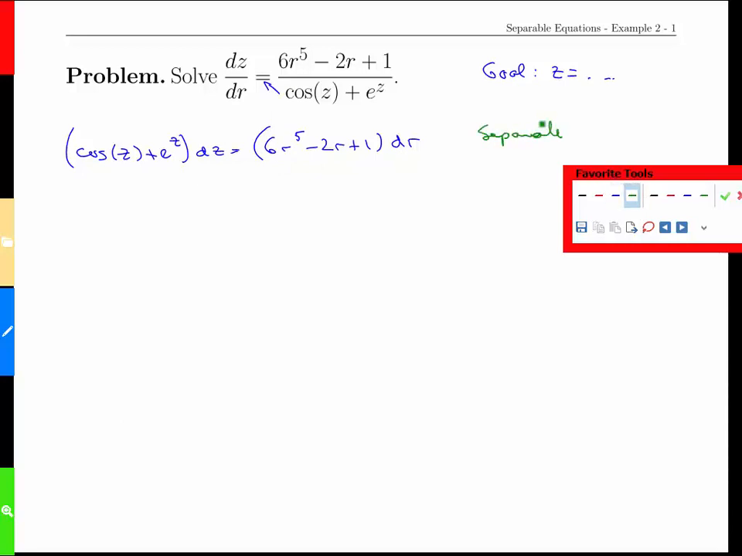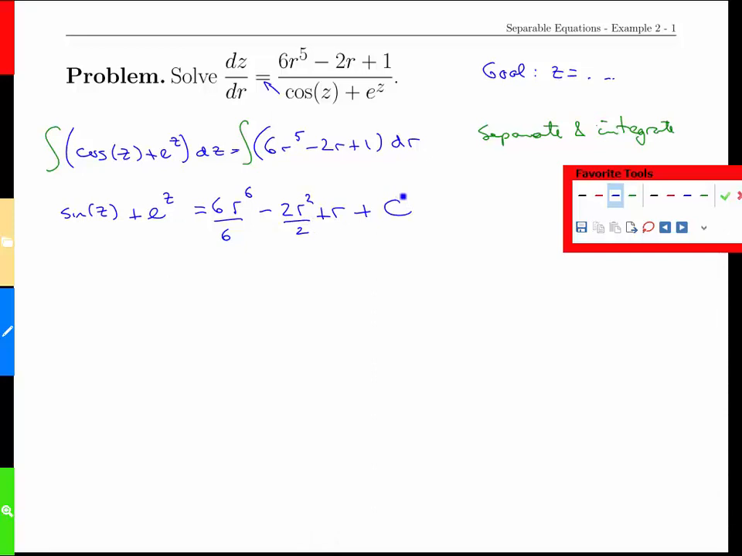So we've been able to successfully separate the variables, and that leads us to the next step, which is to integrate both sides separately. So we throw an integral sign in front of both sides, and we just go term by term and integrate. We need to integrate cos z to get sine of z, and e to the z to get e to the z. On the right-hand side, we would have r to the power of 6, with the 6 in front and a 6 divider. Those will cancel in a second. Minus 2r squared over 2, plus an r, plus some constant. And again, we simply put that on the right-hand side for convenience. It could be on either side.